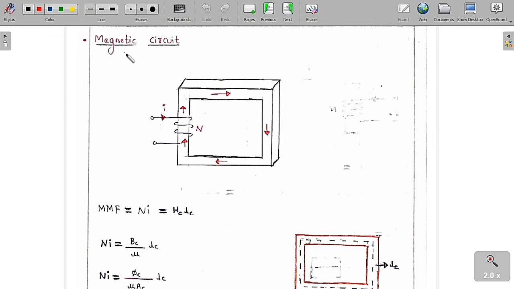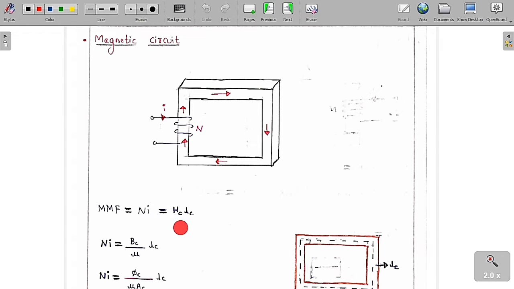Another important concept regarding the magnetic circuit. As you can see clearly in the circuit, this is called the magnetic circuit. Now I am going to wind a coil on this magnetic circuit on one limb. This coil has a number of turns N and I is the current flowing through this coil. If you curl your right hand fingers in the direction of the current, your thumb is going to give you the direction of the flux flowing in this magnetic core. So total MMF is equal to number of turns into current I, which is equal to Hc into Lc.